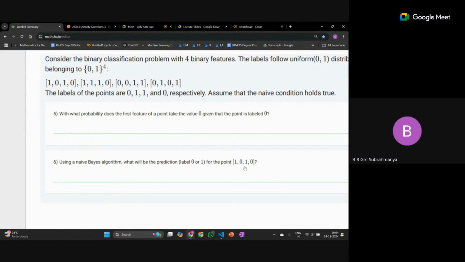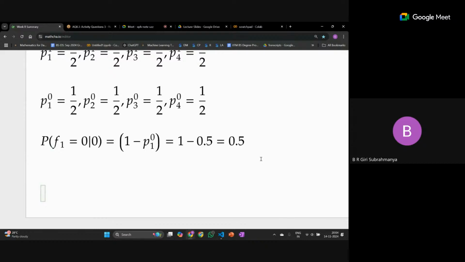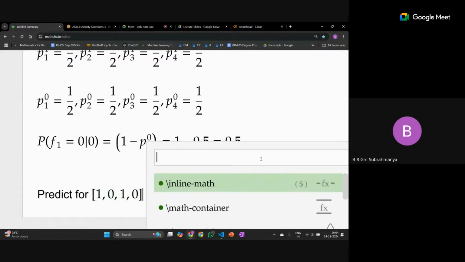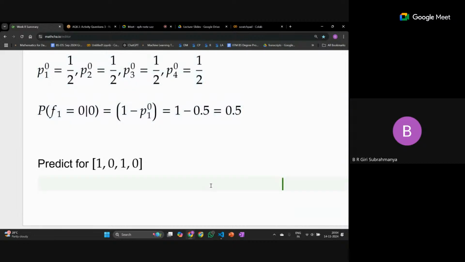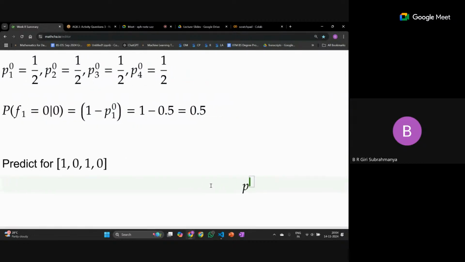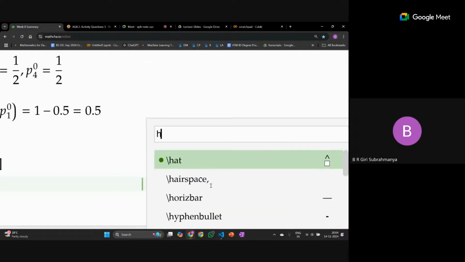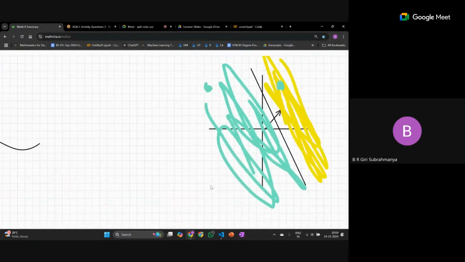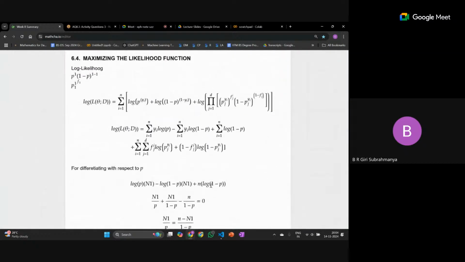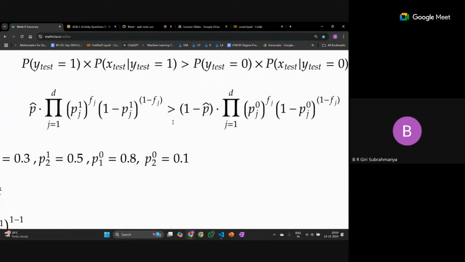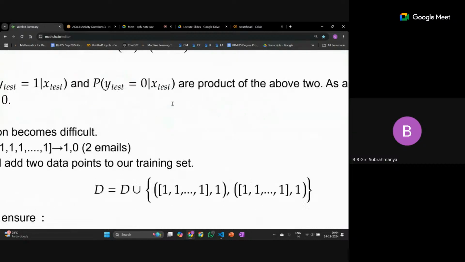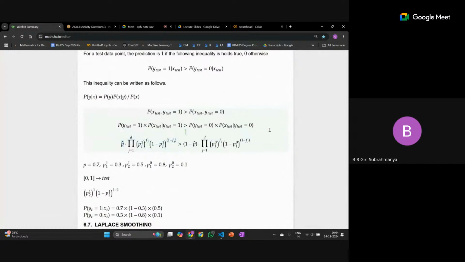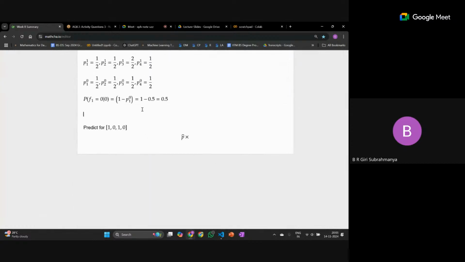Now you have to predict for a data point 1010. Okay. So this is where you have to be a bit careful. What you have to do is you have to check if P hat times the product, for every feature, you have to find this product, right? And copy and paste this there. Let me paste it here.